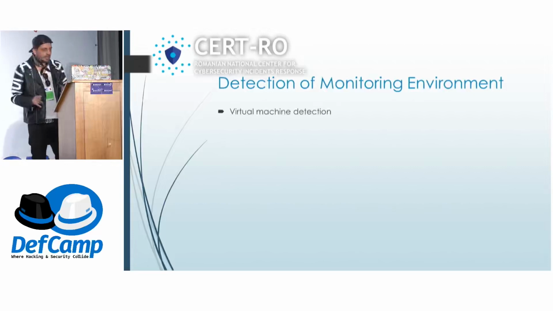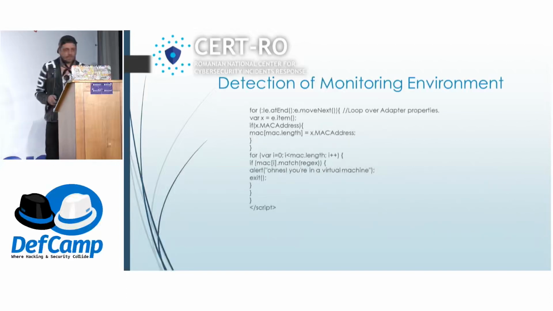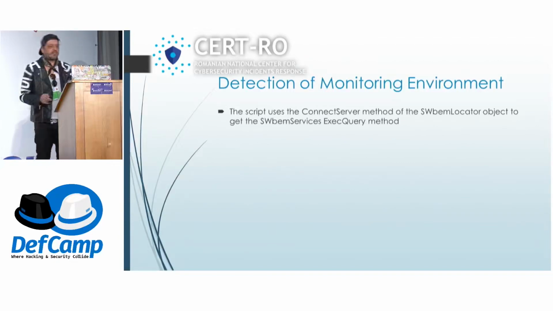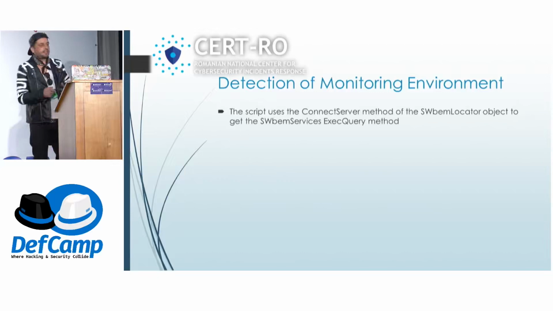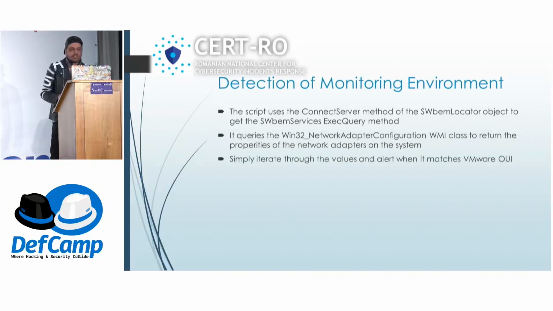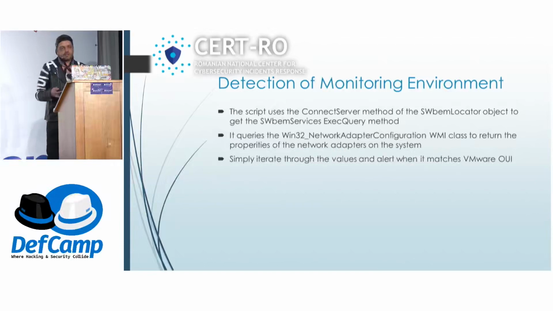I found in Internet Explorer a very nice snippet that would allow the hacker to read the MAC address of the client's machine. The code does this because it uses the connect server method of the SWbemLocator to get SWbemServices' ExecQuery method. It queries the network adapter configuration class to return the properties of the network adapters on the system, and simply iterates through the values and alerts if any value matches the VMware OUI.